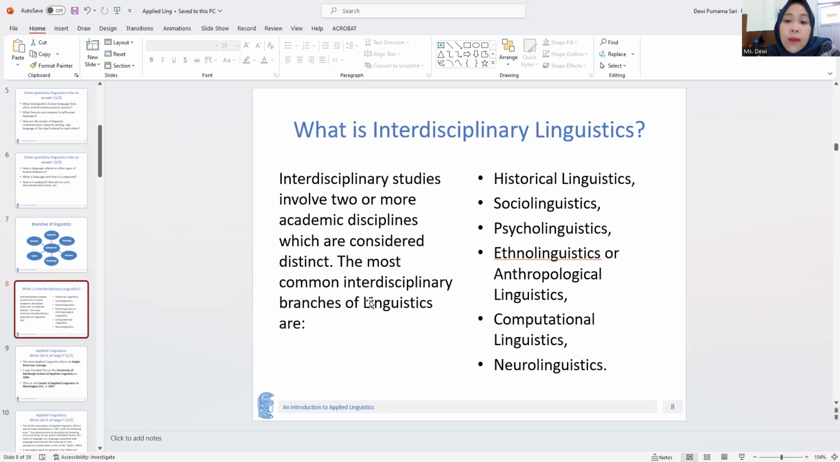Now, before in our major, we studied sociolinguistics and also psycholinguistics. Sociolinguistics is actually quite the same as pragmatics, because it involves language used in society, or in social use. Okay, and also we have psycholinguistics. We studied this before, but not anymore, yeah. In this interdisciplinary linguistics, those which are studied by this major were sociolinguistics and also psycholinguistics.